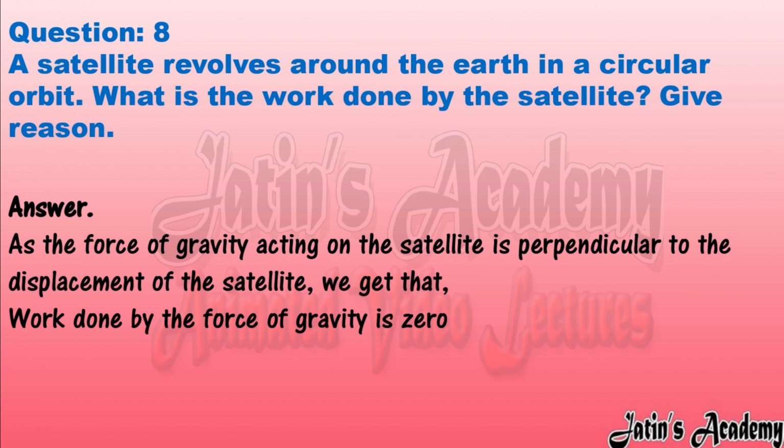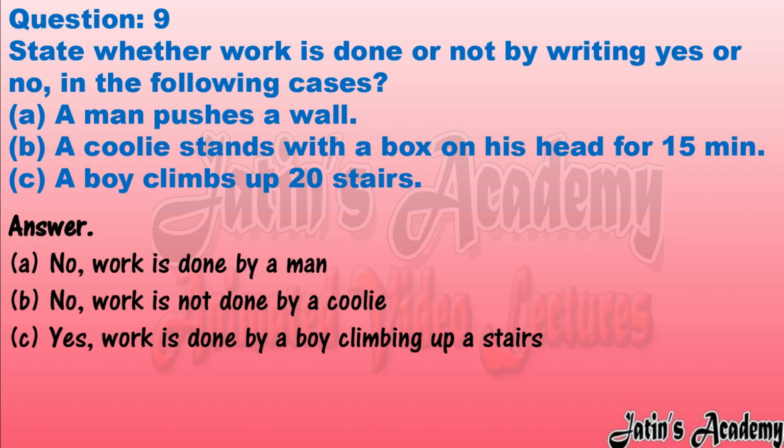Question 8. A satellite revolves around the Earth in a circular orbit. What is the work done by the satellite? Give reason. Answer. As the force of gravity acting on the satellite is perpendicular to the displacement of the satellite, we get that work done by the force of gravity is 0.